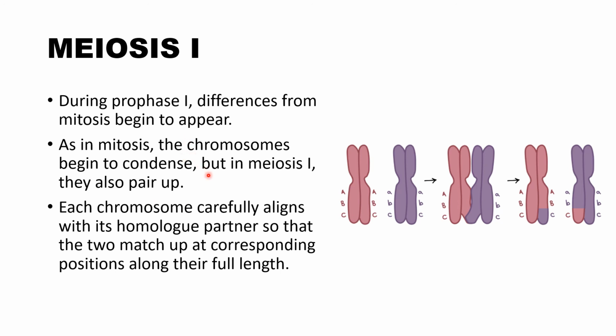So, in prophase 1 of meiosis, di ba dun sa mitosis, nagko-condense yung mga chromosomes. Pero dito nagpe-pair up sila. So parang ganyan yung nangyayari, nagpe-pair up yung dalawang chromosome. So each chromosome carefully aligns with its homolog partner so that the two match up at corresponding positions along their full length. Ito yung isang chromosome, ito yung isang chromosome. During meiosis 1, magpe-pair up sila, parang ganito.